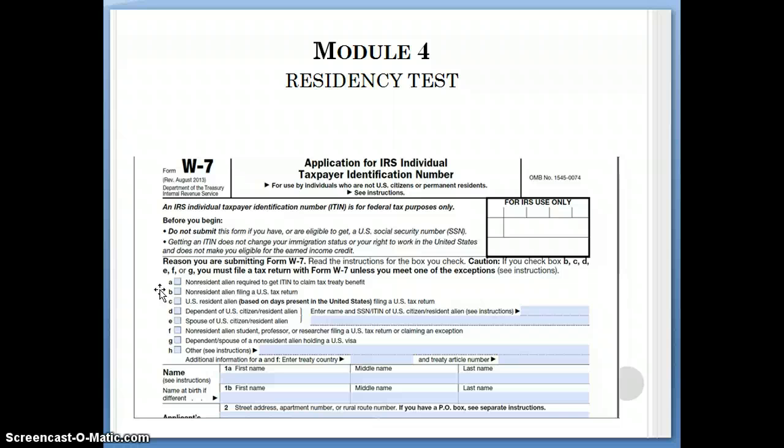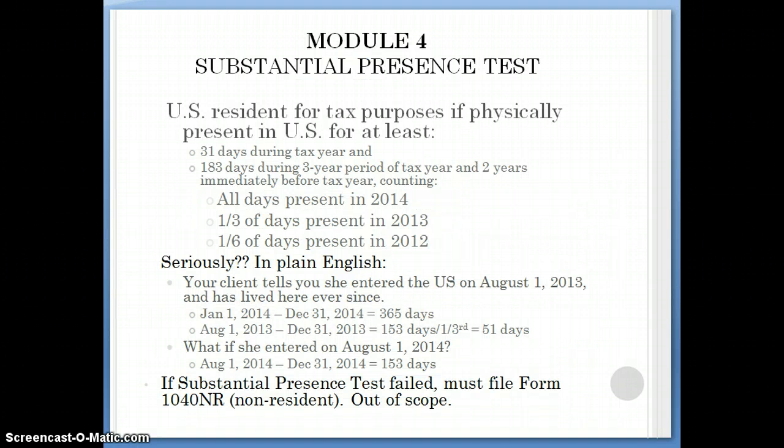A resident alien for tax purposes is determined by what's called the substantial presence test. This test says that a person is a U.S. resident for tax purposes if they are physically present in the U.S. for at least 31 days during the tax year and 183 days during the 3-year period consisting of the tax year and the 2 years immediately before the tax year, counting all the days present in 2014, 1/3 of the days present in 2013, and 1/6 of the days present in 2012. What?